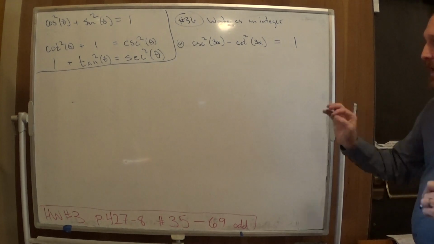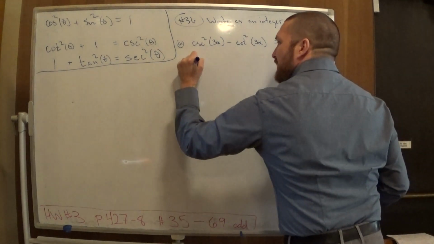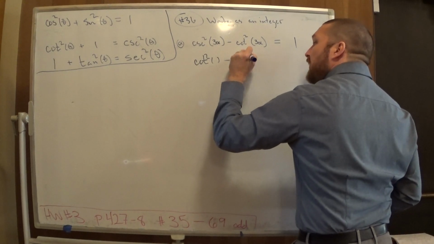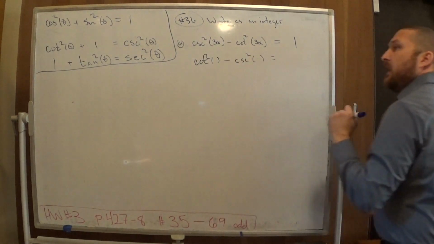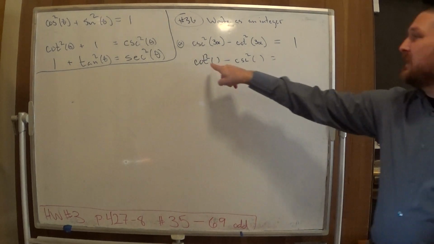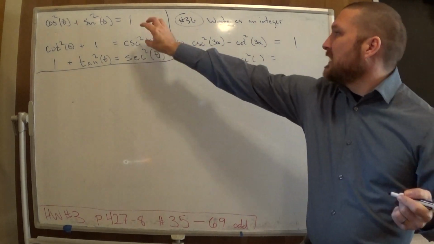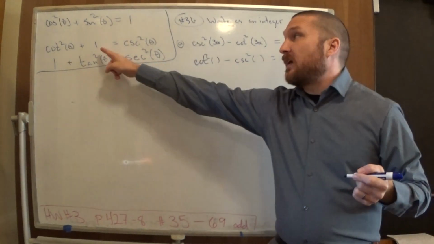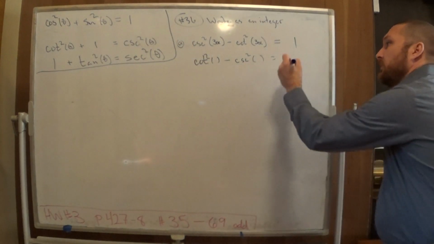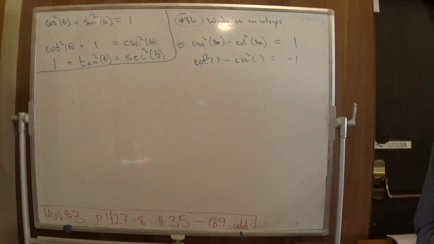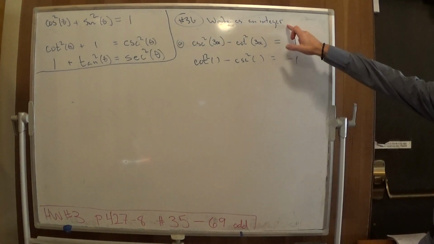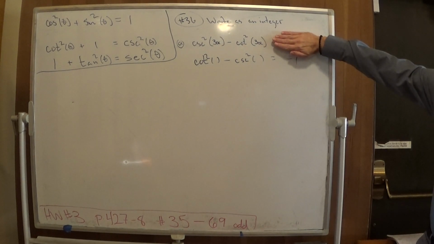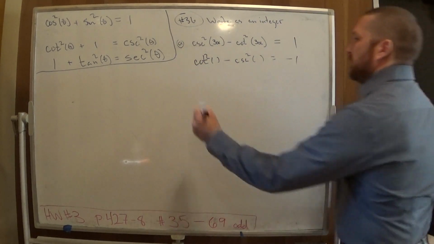Be careful though, because if it were this, cotan squared stuff minus cosecant squared stuff, it would be negative. It would be -1. Because in order to get this, you'd have to take this, bring the cosecant over, so you'd have cotangent minus cosecant, then you'd have to bring that 1 over, and it would be a -1. So just be careful with that. Okay? So that's what they mean by write as an integer. They give you that, and they say write it as an integer. It's pretty simple.